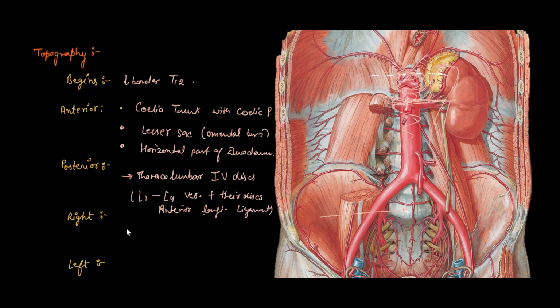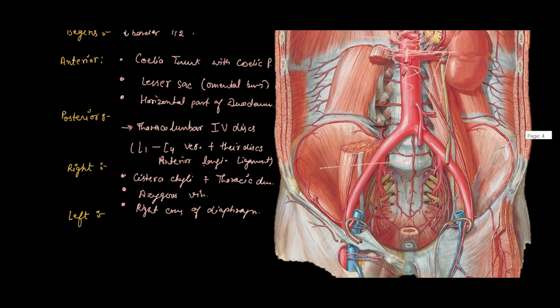So on the right side we saw that the cisternae chyli was descending down with the thoracic duct, and also we saw that the azygous vein lies to the right side of it, and the right crus of diaphragm, which can be seen here. So these were the right aspects of the abdominal aorta.